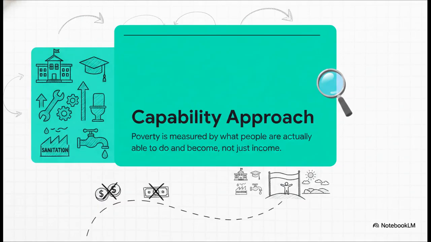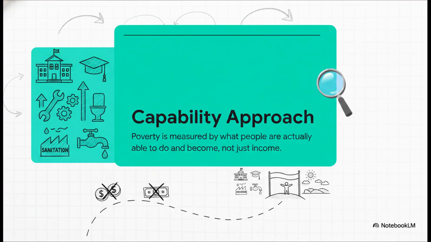What's considered a basic necessity in one era or one country might completely be a luxury in another. And that leads us straight into Amartya Sen's capability approach. This is absolutely vital for your exams. Sen argues that we shouldn't just measure poverty by what people possess, like their income, but by what they're actually able to do and become.